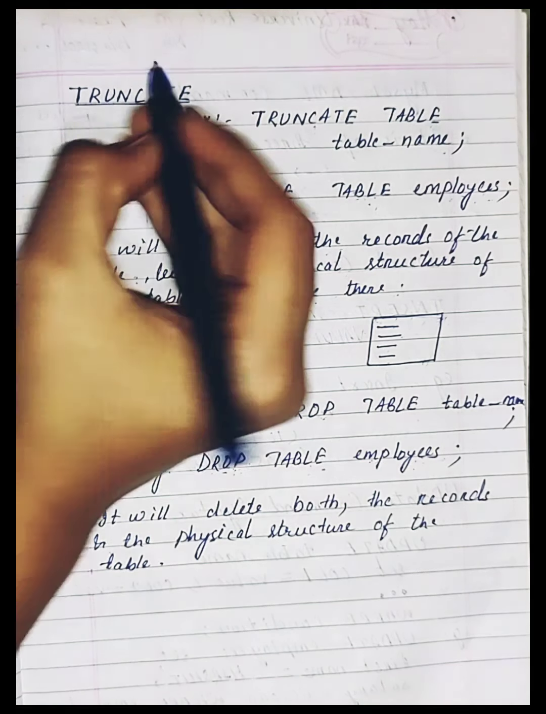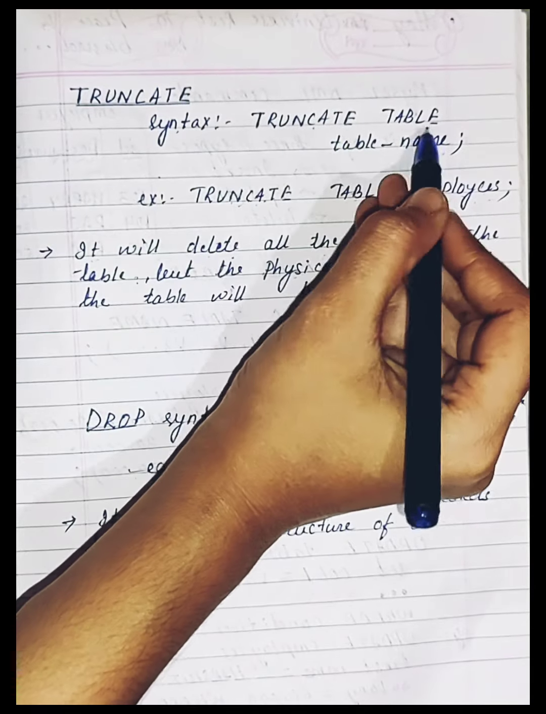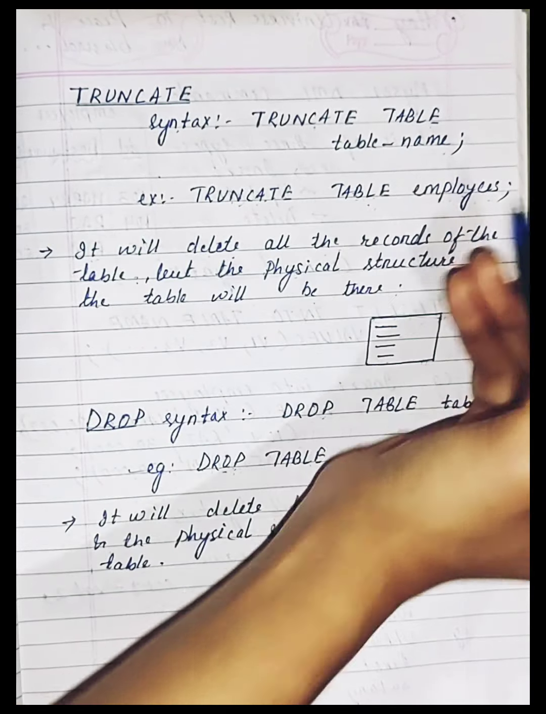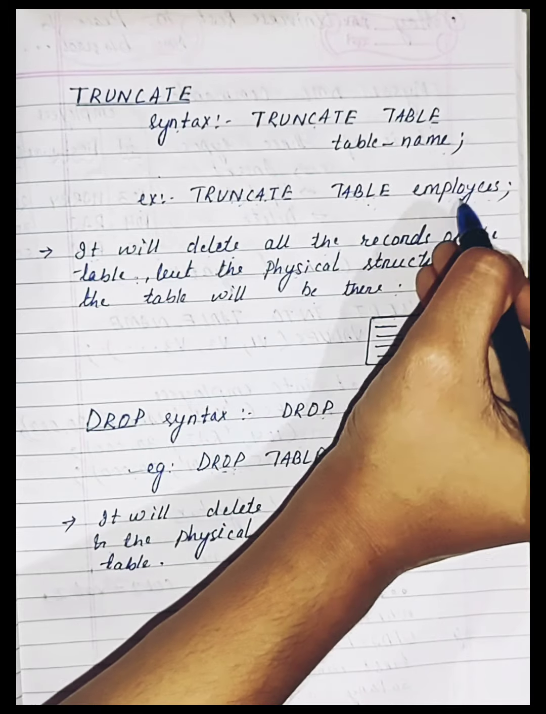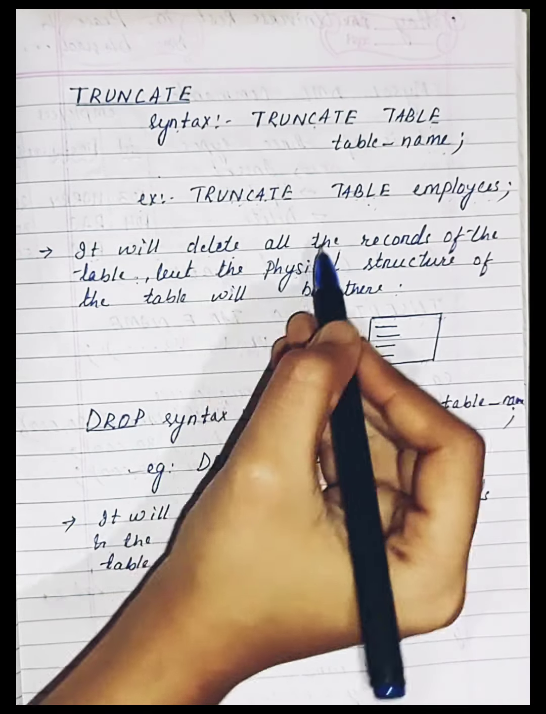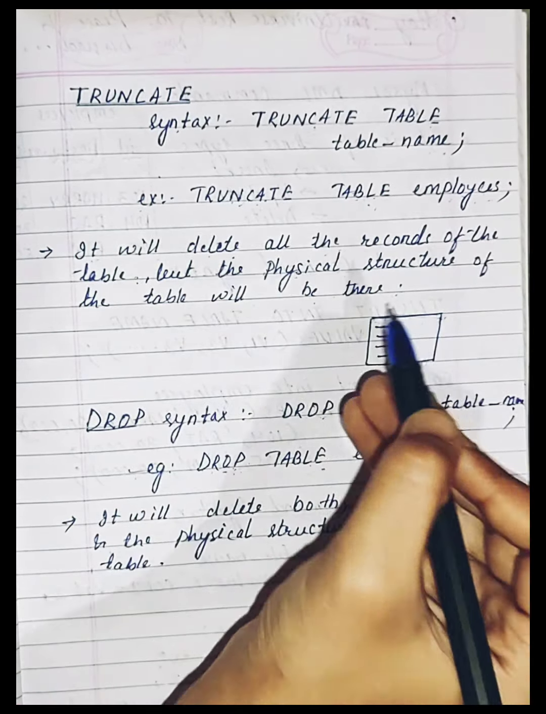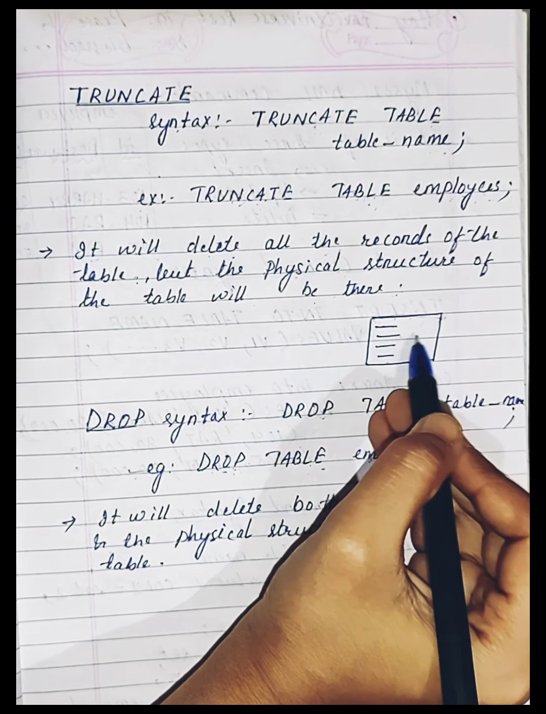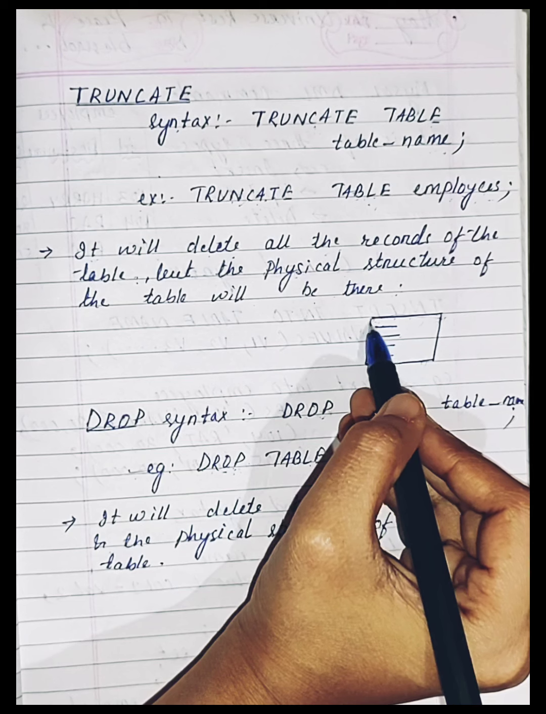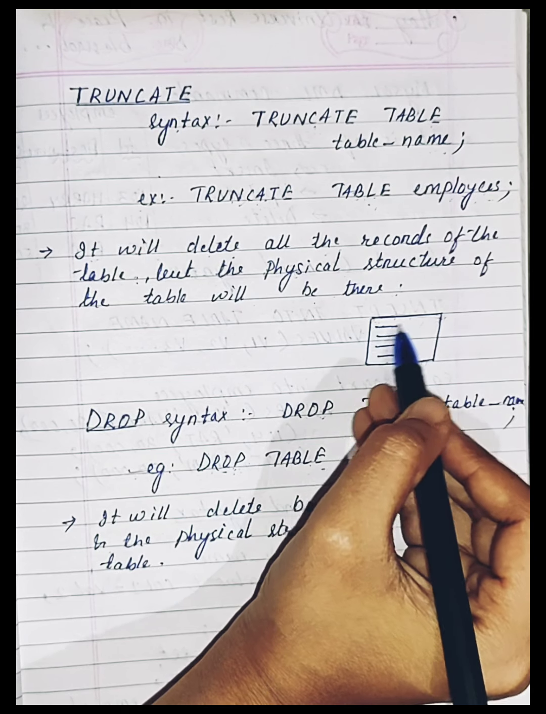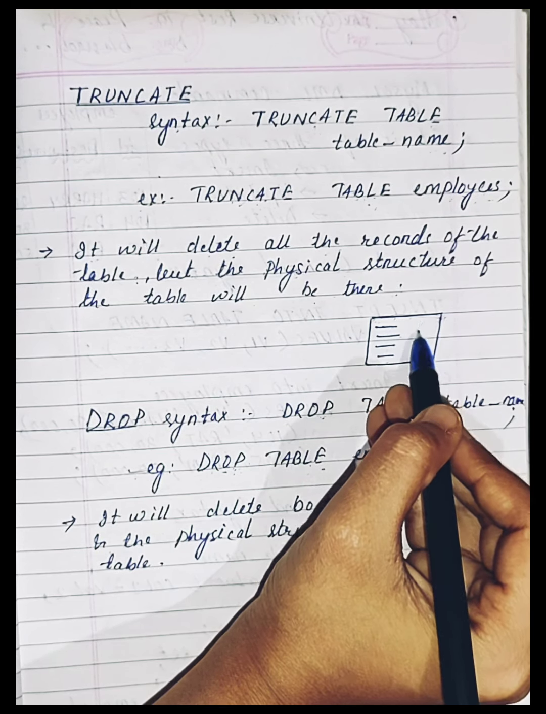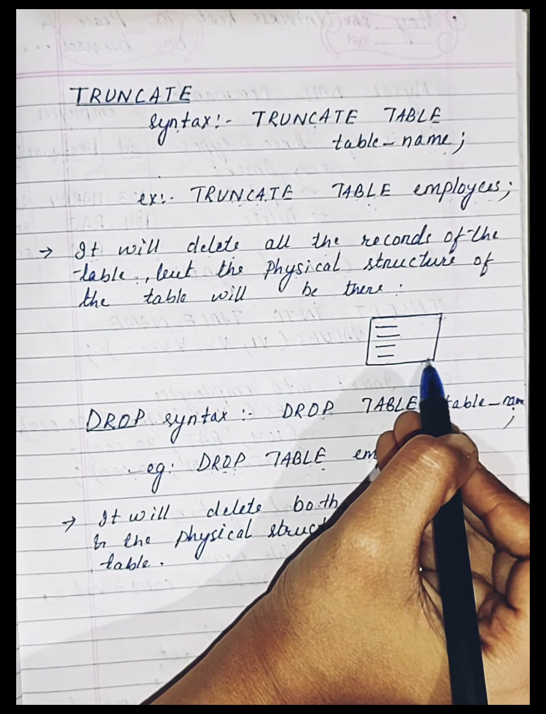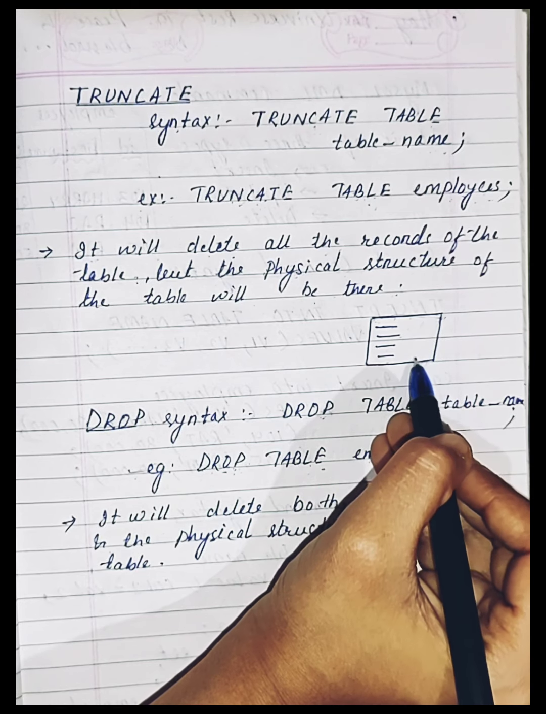Now moving ahead to the truncate command, the syntax is truncate table, table name, then semicolon. Example, truncate table employees, then semicolon. What will this command do? Suppose now we have only the column names in the table. We haven't inserted any value, simply we have the four columns, that is employee ID, first name, salary, and after using the alter command we have added one more column, that is contact.